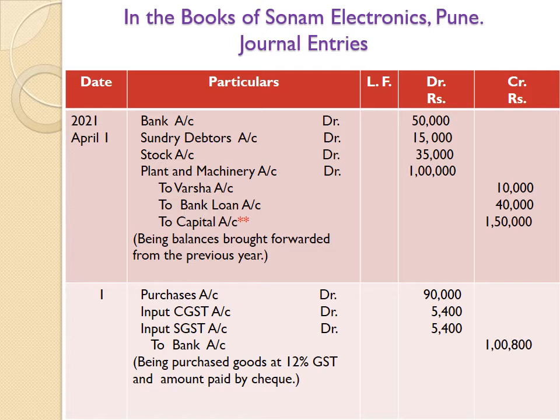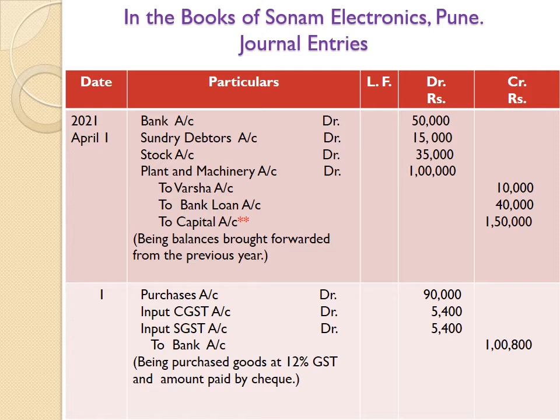There are two items having credit balances. To Varsha account, that is sundry creditors, 10,000, bank loan 40,000, and the difference amount is termed as capital, 1,50,000, being balances brought forward from the previous year. This is the situation on 1st April 2021.